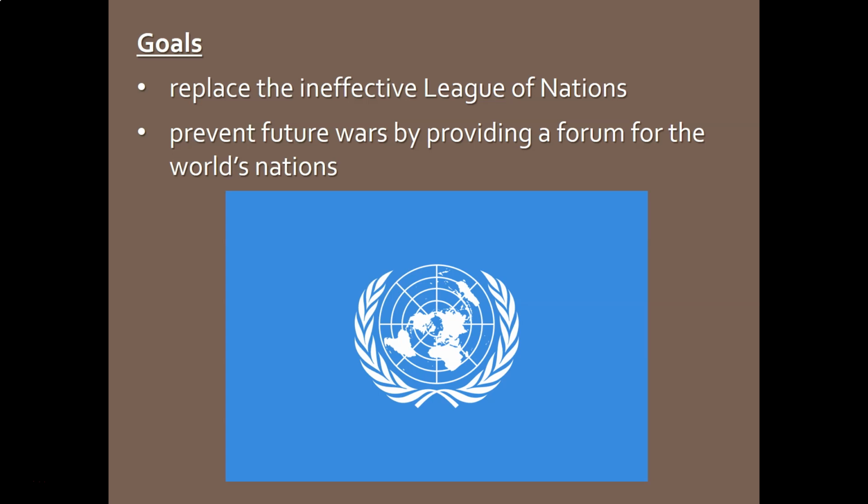The goal here is the same. Basically, let's provide a forum for the countries of the world to come together, to talk things out, to try to head off problems before they get so big that it results in war. And the thought was, if countries can talk out their problems, there's less likelihood of war.